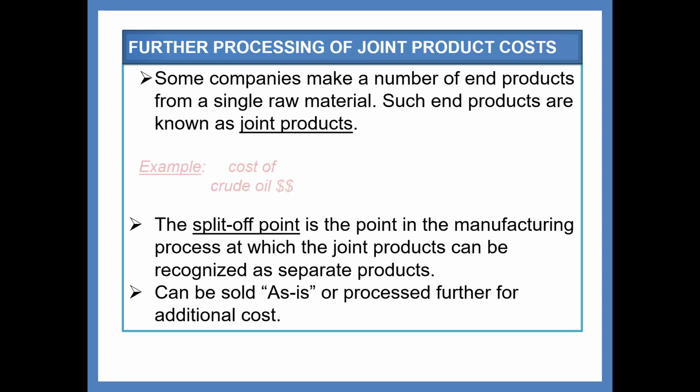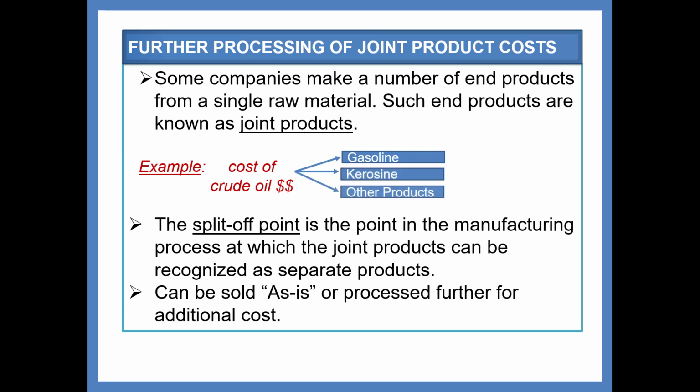An example of this would be the oil industry. They put in crude oil, which of course costs money. And from that process, they naturally get out of there things like gasoline, kerosene, and then other products such as lubricants and naphtha and different plastic type materials. Now, the decision we're going to be looking at is when gasoline emerges, do we want to process it further into high octane gas? If we do that, of course, we'll incur additional cost.